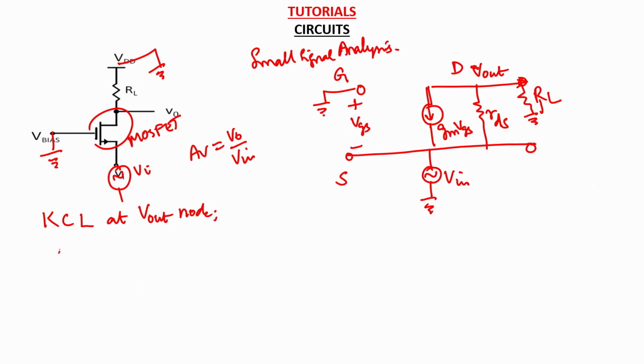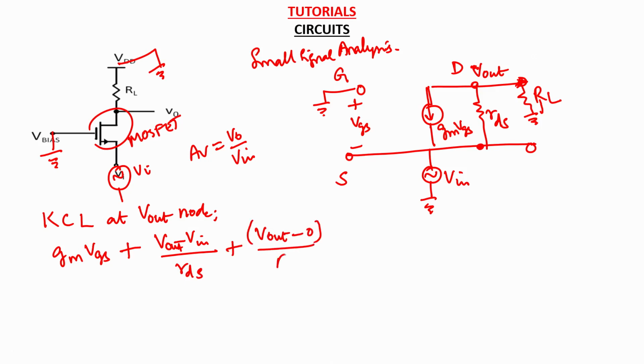So we write the KCL equation for this, which is gm VGS plus (V out minus V in) by RDS plus V out by RL between V out and ground, so (V out minus 0) by RL. The summation is 0.